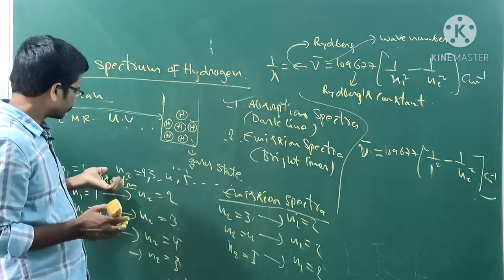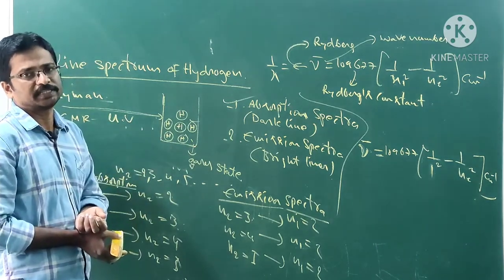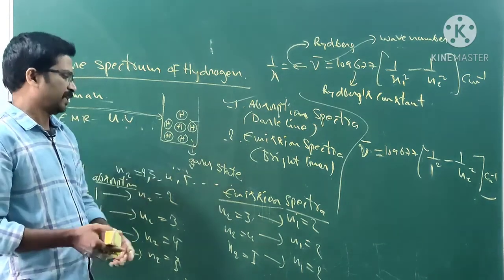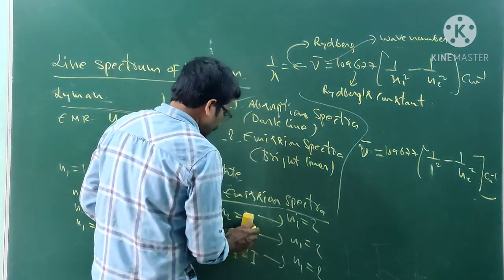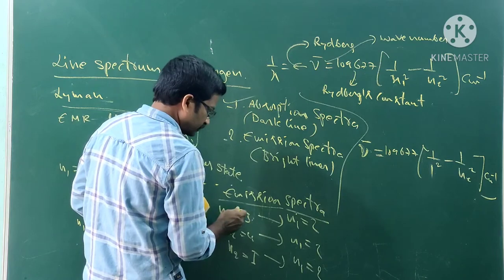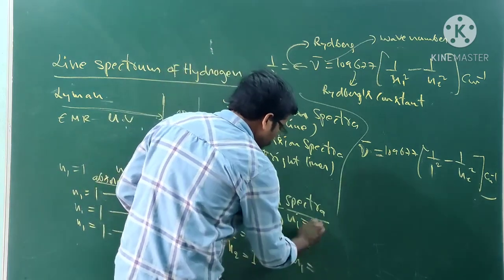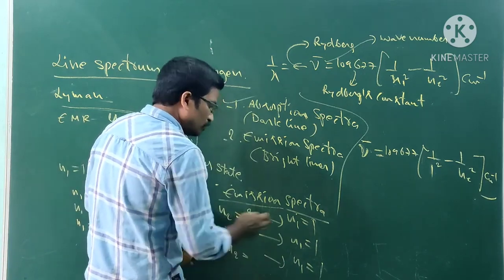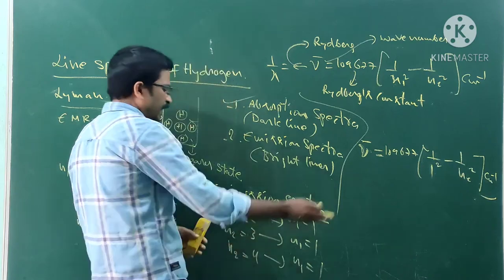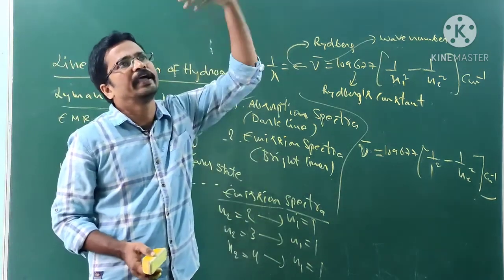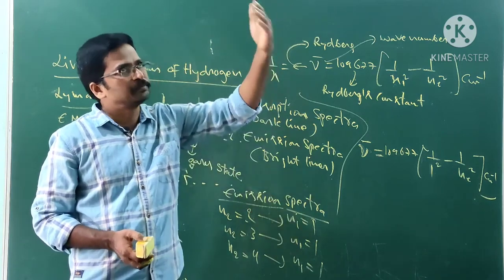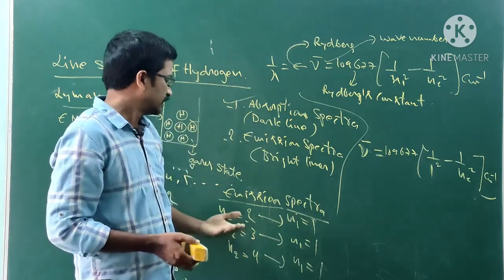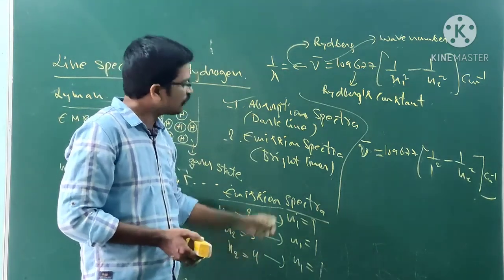That one is the absorption spectra for Lyman. Lyman also gave the emission spectra. In emission spectra, the electron comes from 2 to 1, 3 to 1, 4 to 1, from any energy level to the ground level, where n1 is equal to 1. That belongs to the emission spectra of the Lyman series.